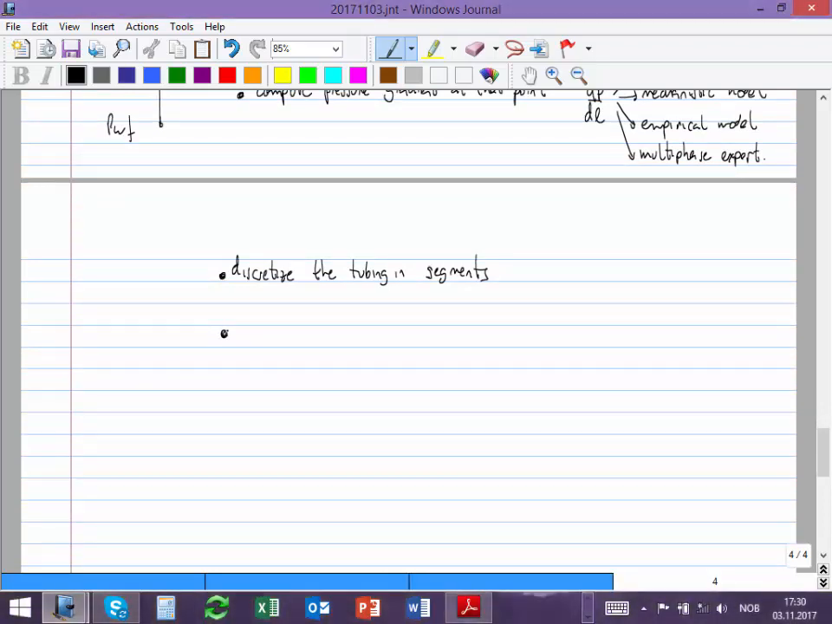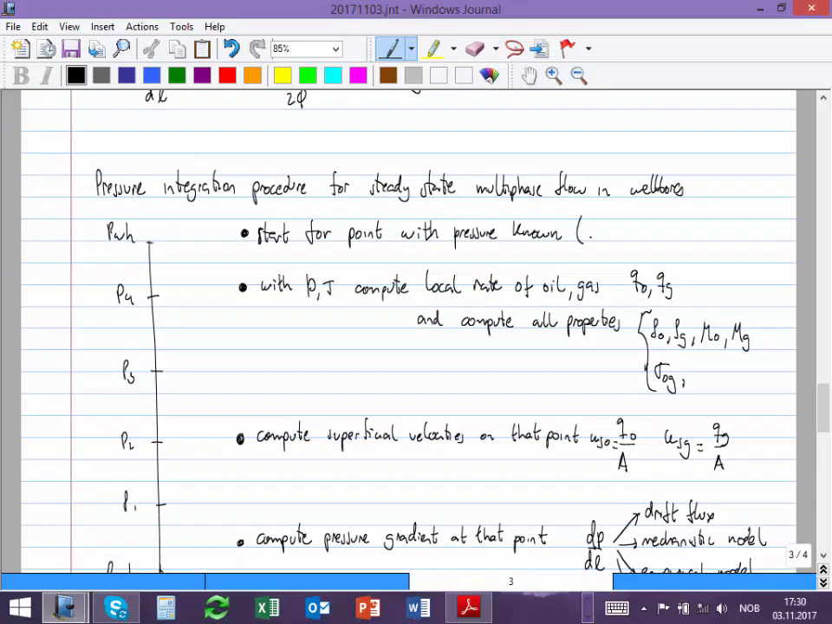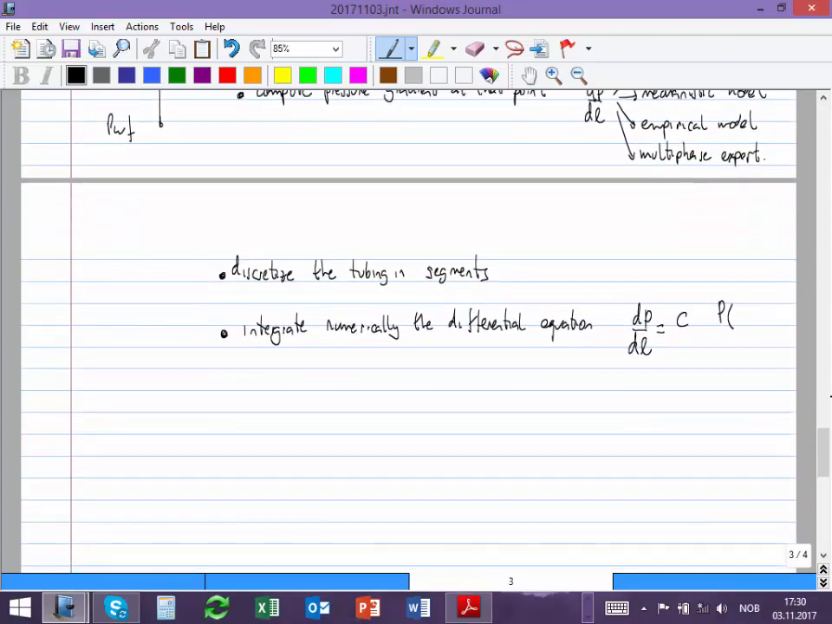And to integrate, remember, basically what we have is like a differential equation. We have to integrate numerically the differential equation dP over dL is equal to a number. Okay, and then you have that P at a certain condition is set, it can be the TVD. Let's assume here that we have wellhead pressure. P at wellhead pressure at TVD equals 0 is known.